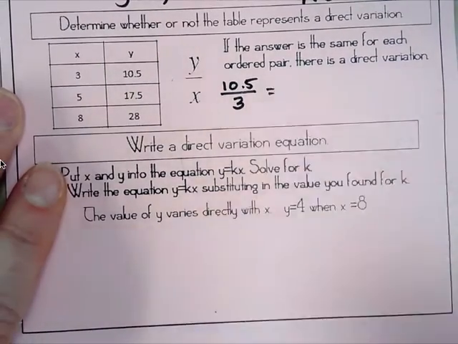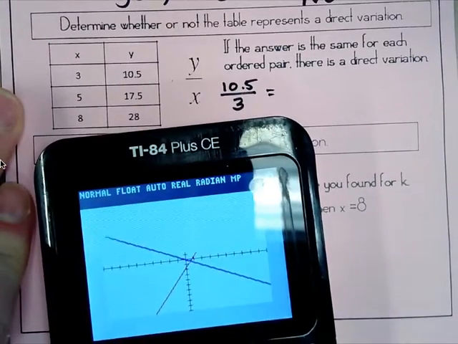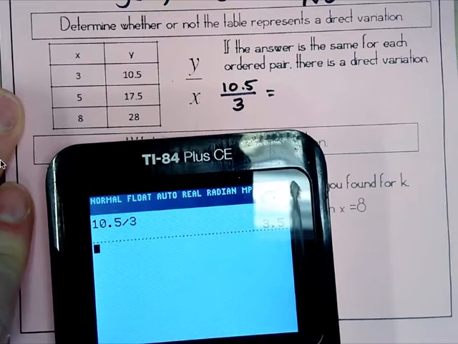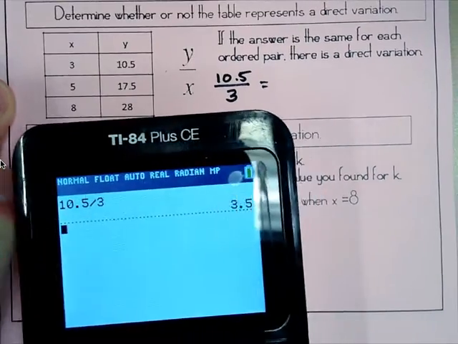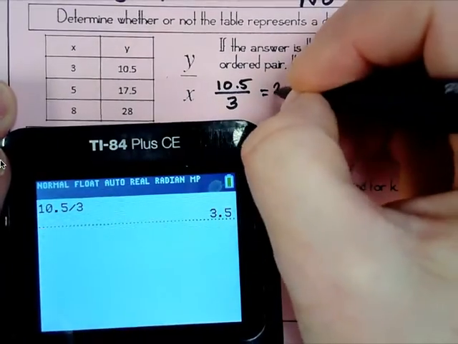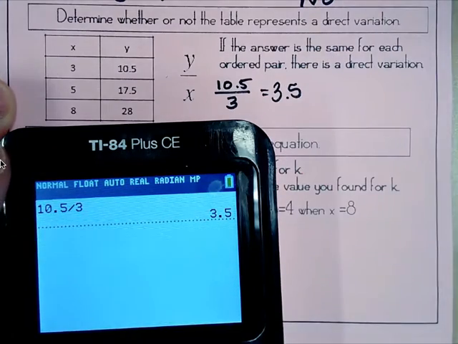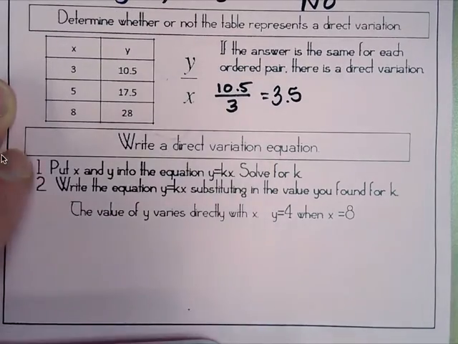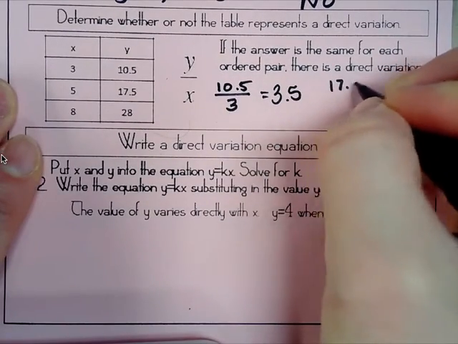Go ahead and divide it. Second, quit to get out of there. $3.5, okay. So we need to do the others. If they all come out to equal the same, then it's direct variation. So 17.5 divided by 5.